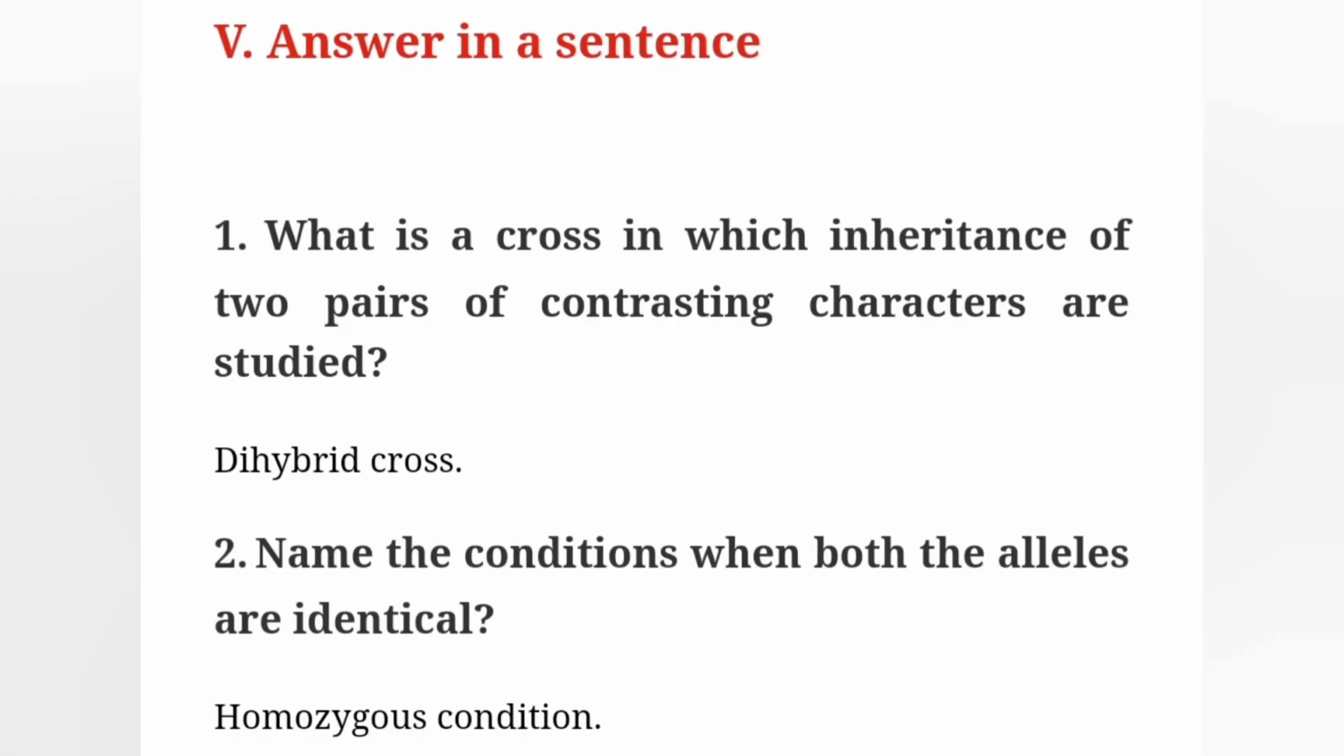Fifth Roman letter, answer in a sentence. First one, what is a cross in which inheritance of 2 pairs of contrasting characters are studied? Answer, dihybrid cross. Second one, name the condition when both the alleles are identical. Answer, homozygous condition.